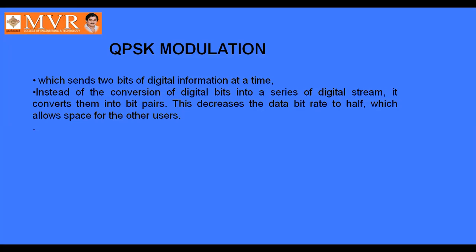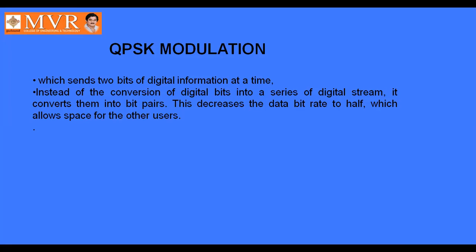Quadrature means 4. Here it is also called a 4-PSK signal. Why is it called 4-PSK? Because in a single signal there exist 4 phase shifts, either 45 degrees or 90 degrees phase shifts. We can divide pi by 4 or pi by 2, and we can get the 4 phase shifts here. So in a single signal we are getting 4 phase shifts.